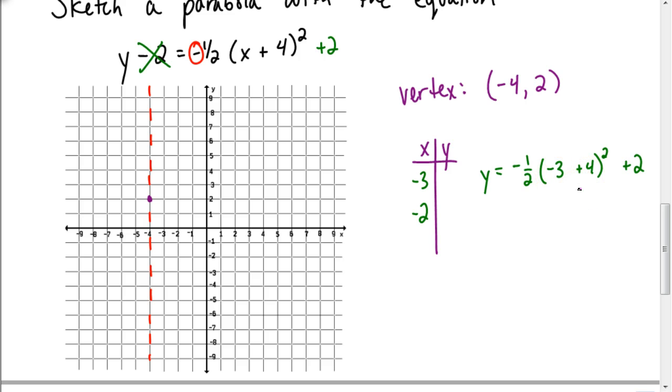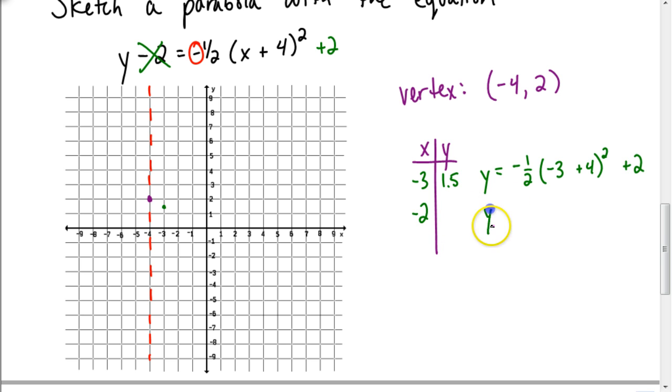Negative 3 plus 4 is 1. Square the 1. Well, 1 squared is just 1. When I take negative 1/2 of 1 times 1, that's negative 1/2. And negative 1/2 plus 2 is a positive 1.5. So I can now graph the point negative 3 and a positive 1.5, which would be right about there.